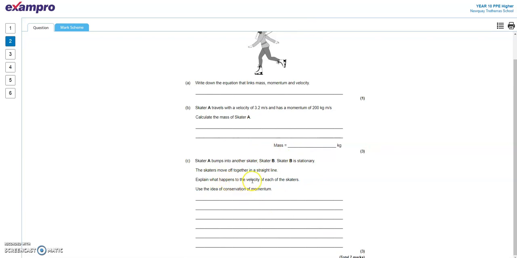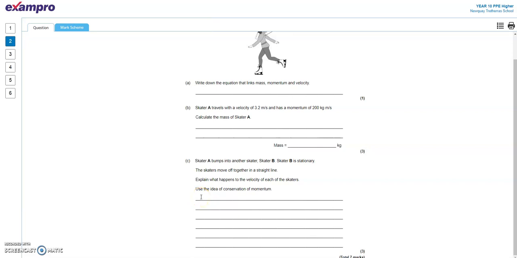Explain what happens to the velocity of each of the skaters. So we've got skater A travelling along, who bumps into skater B who's stationary. The skaters move off together in a straight line, so they're going at the same speed. Explain what happens to the velocity of each of the skaters. Use the idea of conservation of momentum. It's the first thing I would do when I see that. I need to write down conservation of momentum, which is really important. You really need to know that.